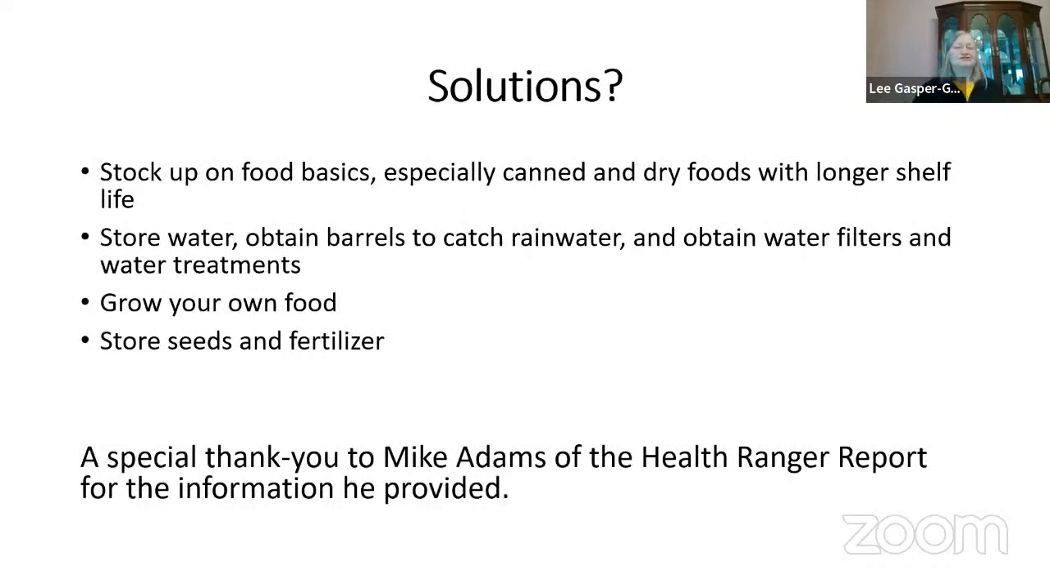So what are the solutions to these problems? Well, these solutions are for us as individuals. I would recommend that we all stock up on the food basics, especially canned and dry foods with longer shelf life. Store water, obtain barrels to catch rainwater off your roof, and obtain water filters and water treatments, such as just a regular bleach can be used as a water treatment. Grow your own food if you possibly can.